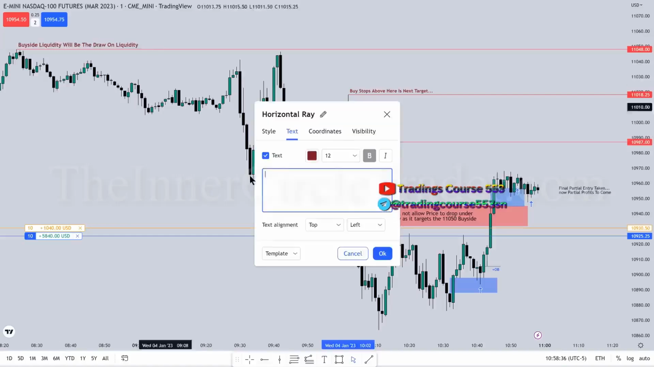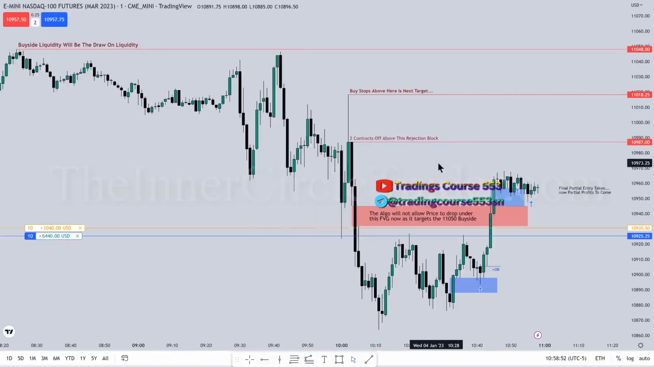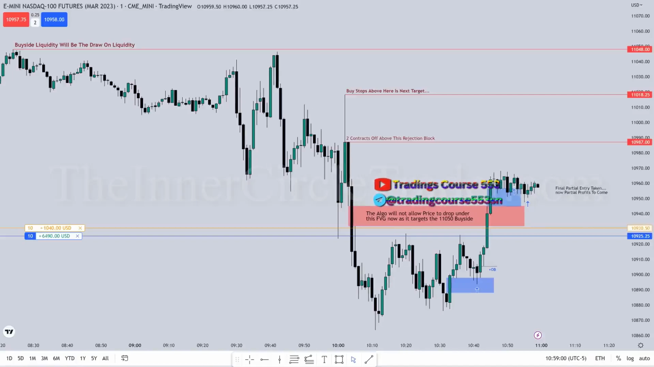Now right here, this is again the rejection block, so I'm anticipating price reaching up into that. I'm building all of the framework as you would do in your own analysis, or in hindsight when you do your back testing. When you do all of your charts, you want to be annotating them just like I'm doing here, looking at the logical levels. I taught what the PD arrays are, and you learn more about them in the core content lessons.